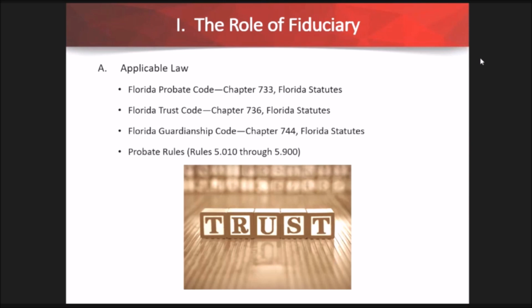First, let's take a look at the applicable law that we're going to be reviewing today and using in these materials. There's the Florida Probate Code, that's Chapter 733 of Florida Statutes. There's the Florida Trust Code, that's Chapter 736 of Florida Statutes. There's the Florida Guardianship Code, that's Chapter 744 of Florida Statutes. And then there are some special procedural rules and substantive rules, commonly referred to as the probate rules, and they're rules 5.010 through 5.900. Now, don't let that title fool you. Probate rules also have some rules related to guardianship and generally the conducting of cases under either the probate code or the guardianship code.